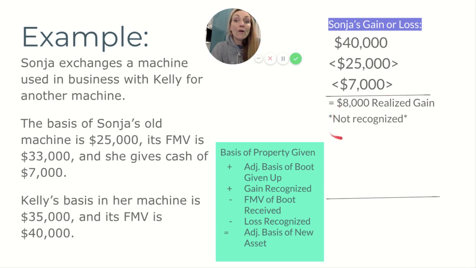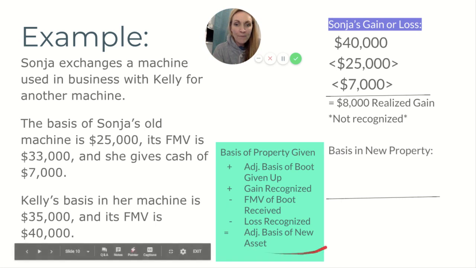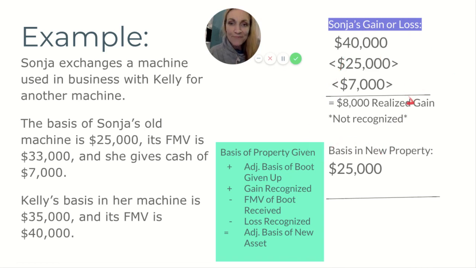Now, do we have to recognize any of it? We subtracted 7,000, but she didn't get any boot. She gave boot, she didn't get boot. So no recognized gain. Basis in the new property. I copied this over to follow it, but you should follow it even for gain or loss. Okay. Basis in the new property.